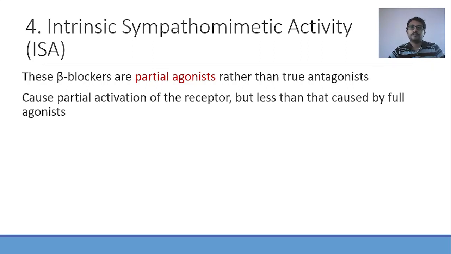These drugs which have intrinsic sympathomimetic activity are not pure antagonists, they are partial agonists. What is the meaning of partial agonist? They occupy the receptor and they mildly stimulate the receptor. In comparison, an agonist will occupy the receptor and fully activate the receptor. These drugs occupy the receptor, they block the agonist from sitting on the receptor, they themselves sit on the receptor and activate it mildly. So what is the net effect? When compared to agonist activation, the effect is less.